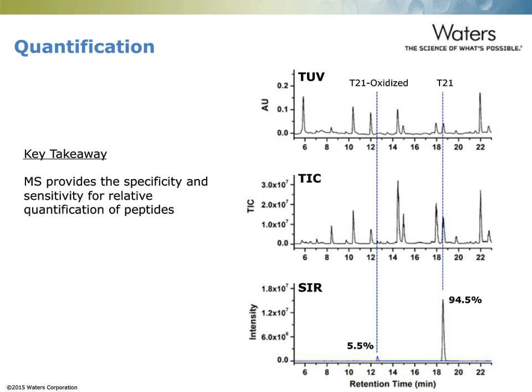We can get a much clearer example on the selected ion recording chromatogram for both the oxidized and the native species, in order to do relative quantification of each of those. It's a very targeted approach to look at one specific critical quality attribute within this peptide map.